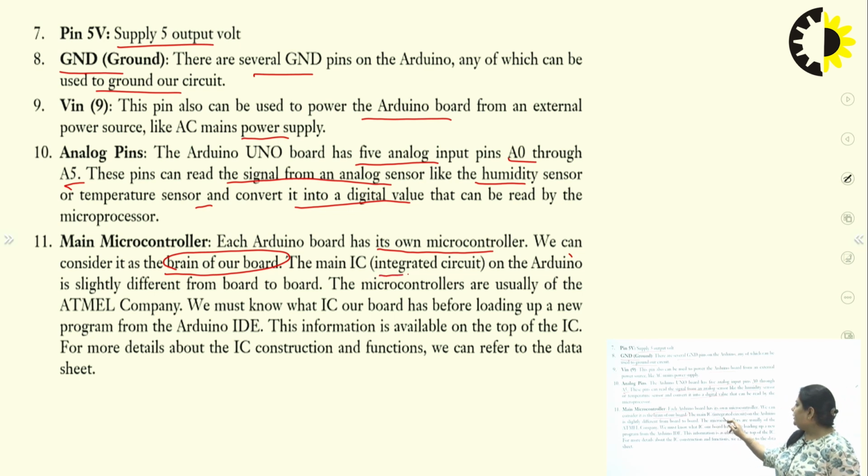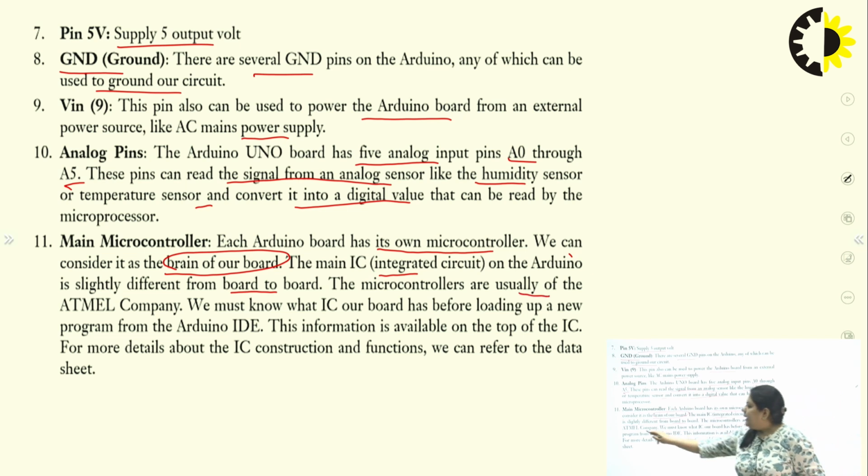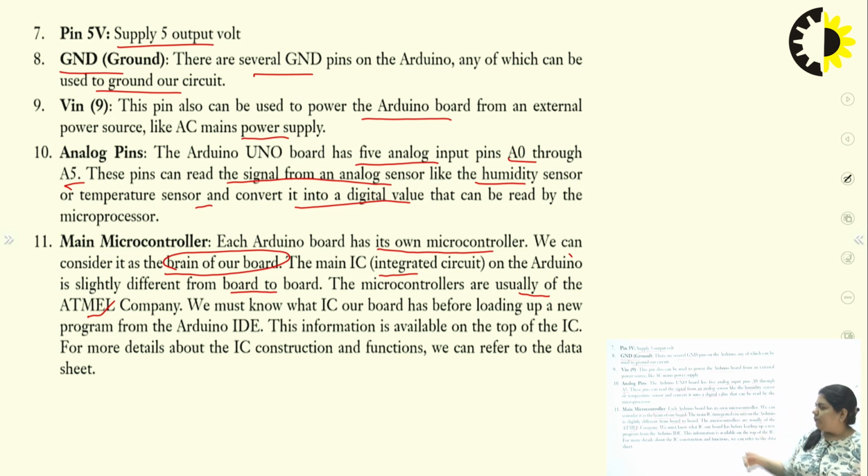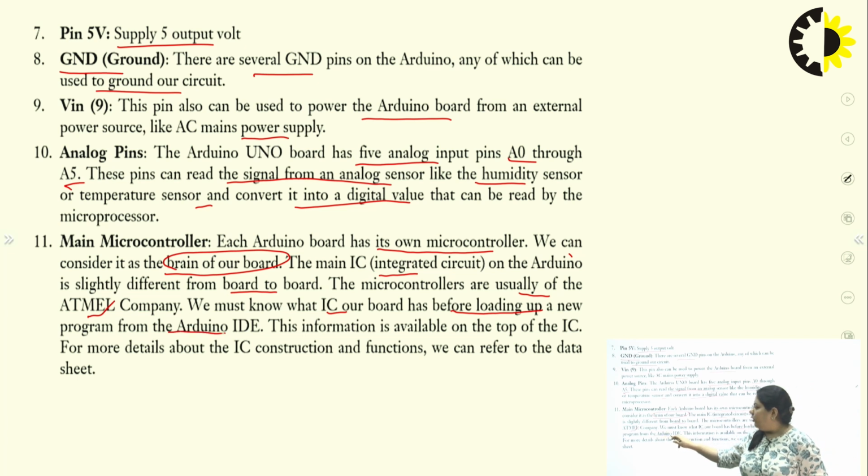The main integrated circuit on the Arduino board is slightly different from other boards. That is, it changes from board to board. The microcontroller of one Arduino UNO board may be different from another UNO board. It might be the same, but it depends on what type of integrated circuit is used to design that Arduino UNO board. The microcontrollers are usually from the ATMEL company. This is the most used company that produces the microcontrollers for the Arduino UNO board. We must know the IC our board has before uploading a new program from the Arduino IDE.